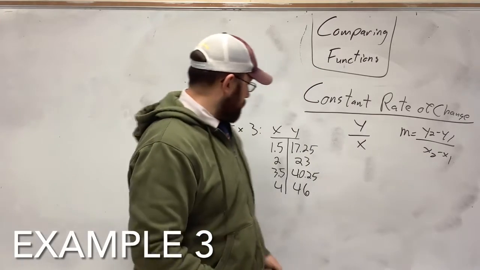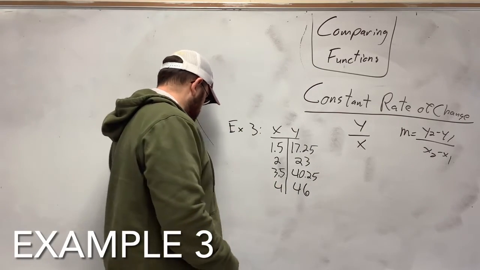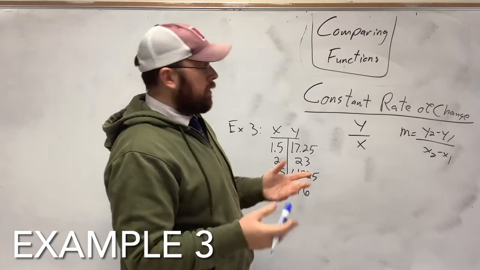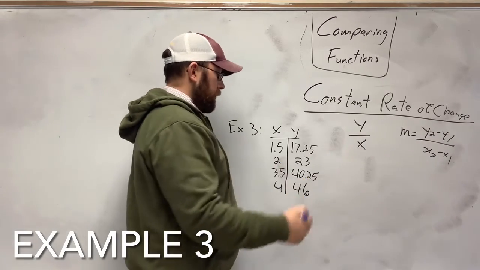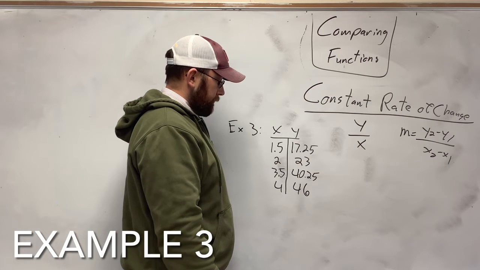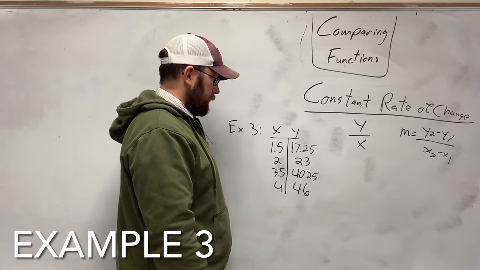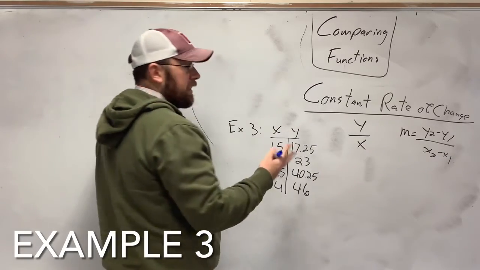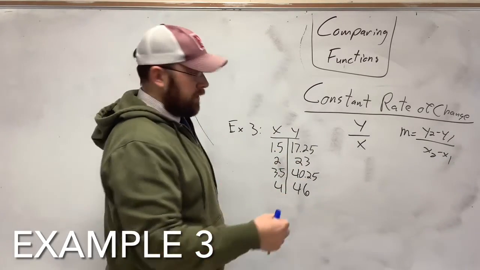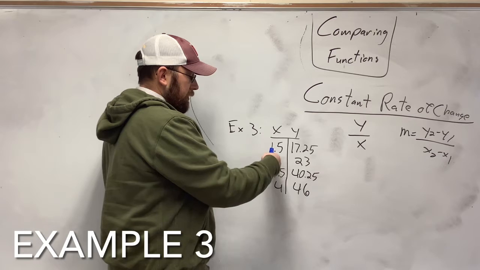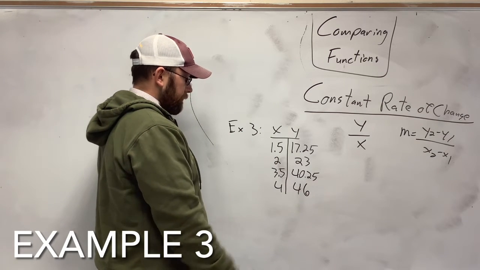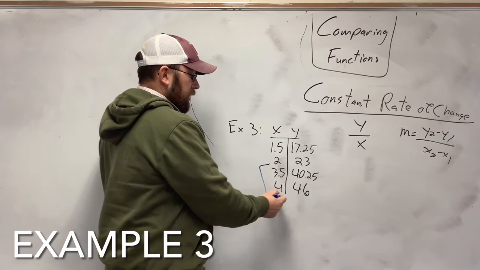Example 3. Here we go. Oh my gosh, there's decimals. The world's gonna end. No, it's not. All right, I'm gonna do it this way. So I'm gonna take 2 points. It doesn't matter which two I take, just as long as they are by each other. So I take these two, or these two. I'll take these two just for the fun of it.